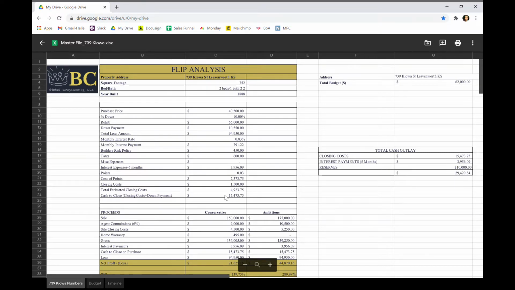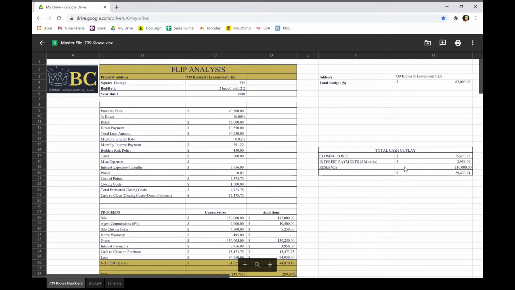So cash to close. Then if you go over here in column F and G, you see the total cash outlay. So we already know, like I just talked about, the closing costs are $15,473.75. We know we're going to be paying interest every month except for that first month. Again, they're going to prorate that and make us pay that at closing. So that will be $3,956. And then I always like to have a reserve fund, especially when you're working with a partner. In this case, I am. So we're going to put $10,000 into a reserve fund. So total cash outlay is $29,429.